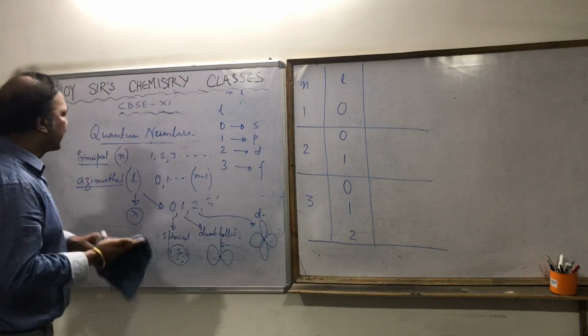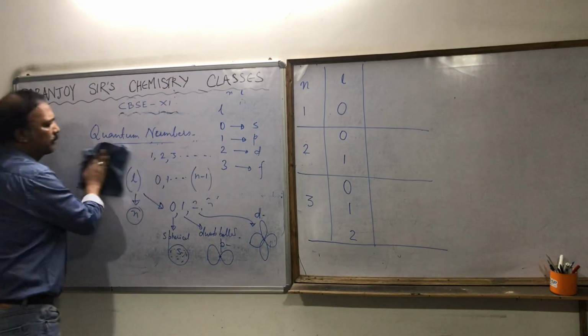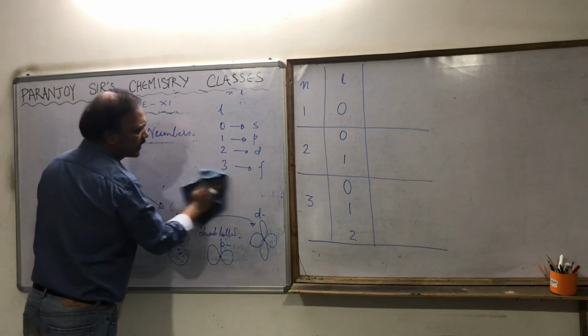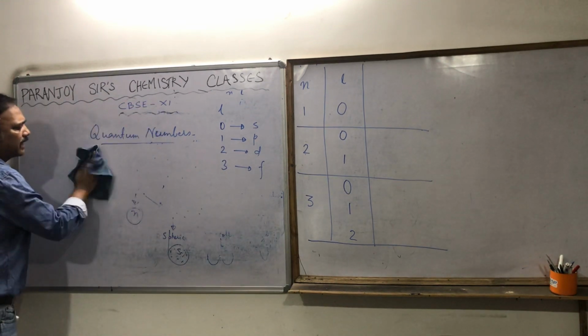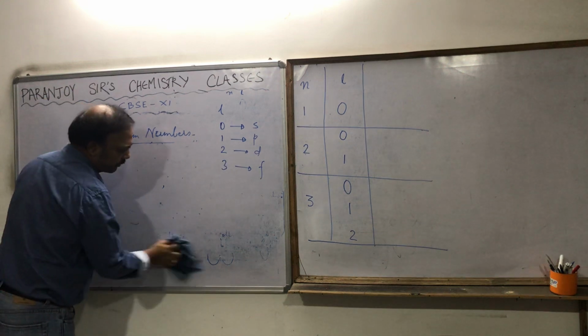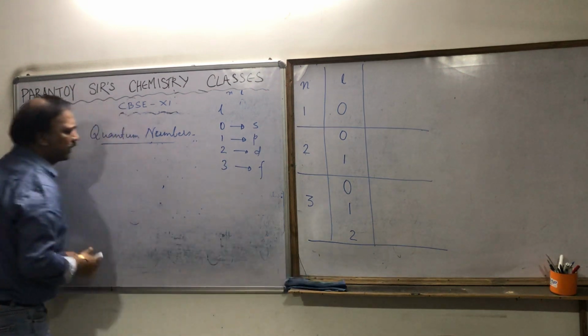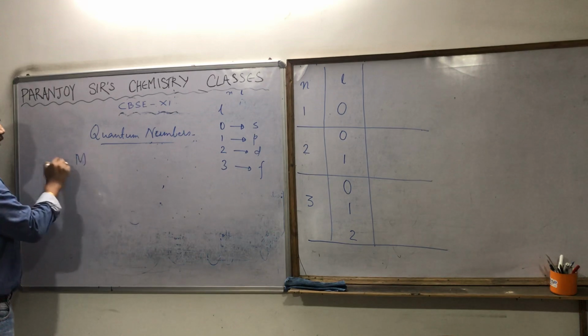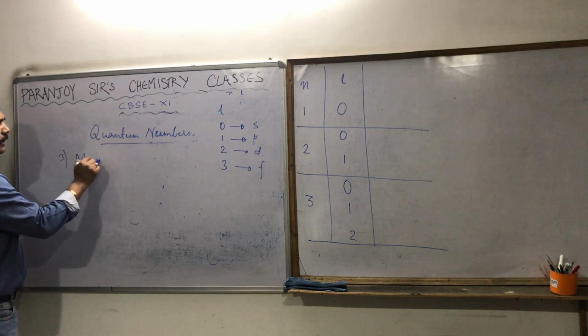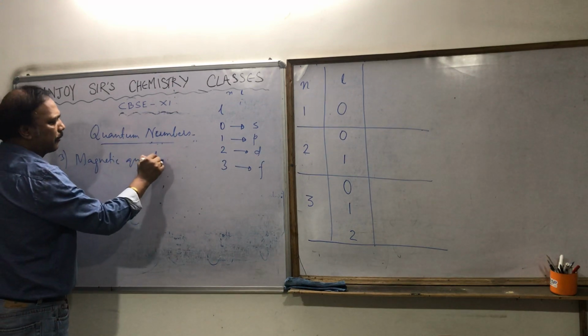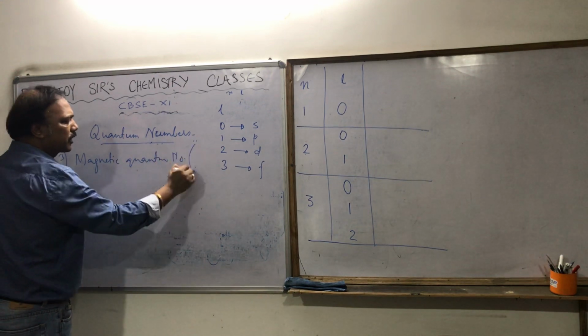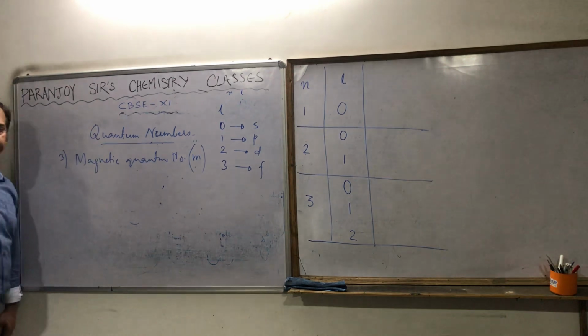Fine. The next quantum number, please understand it, and then you will do it. As I told, you will do it. The next quantum number is m, the magnetic quantum number. The third quantum number is m, that is the magnetic quantum number, and that is denoted by m.